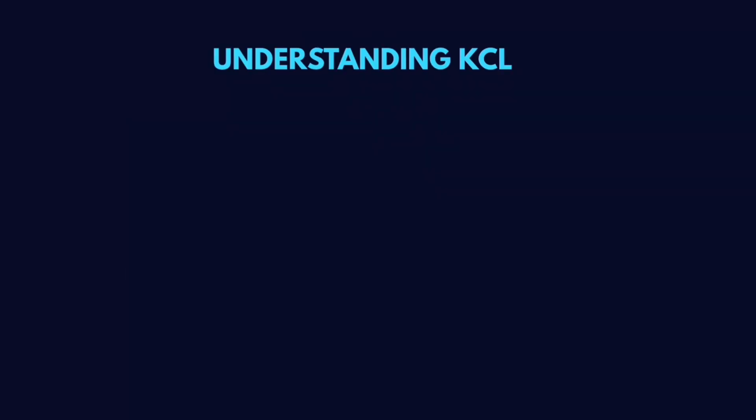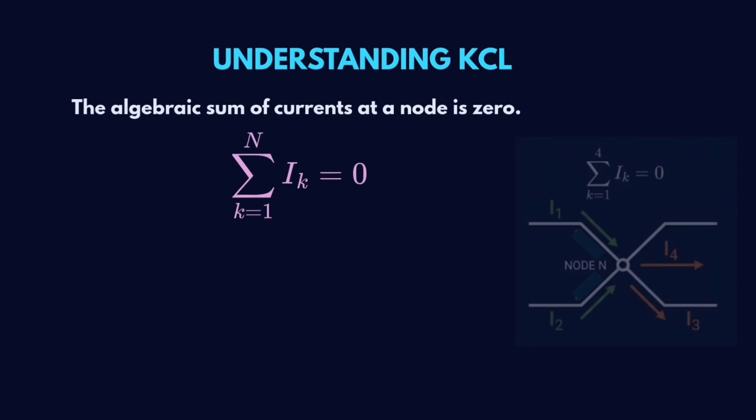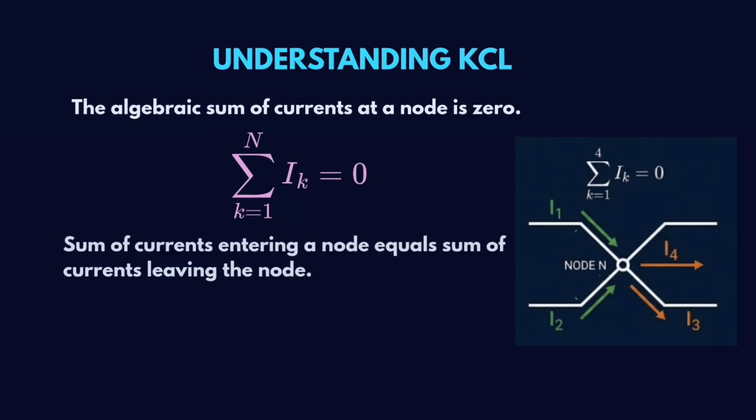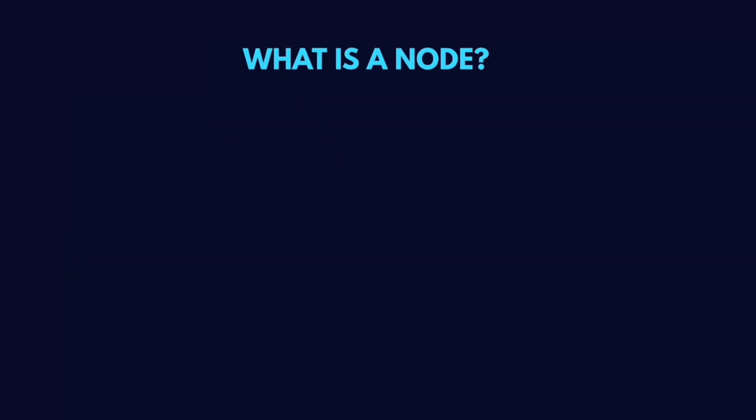Now let us understand KCL or Kirchhoff's current law. It states that the algebraic sum of currents at a node is zero, or the sum of currents entering a node equals the sum of currents leaving the node. Sounds technical, but the idea is actually very simple. Before understanding what it means, let's understand what exactly is a node.